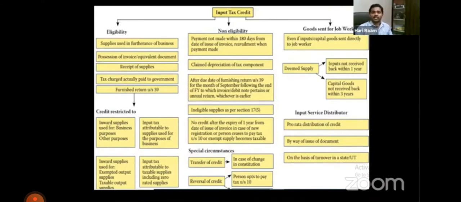Next, special circumstances are dealt with in section 18. Till now I was not a registered person, now I got registered, how do I need to take the credit, or the opposite case. Two circumstances are there, and we are going to discuss them.